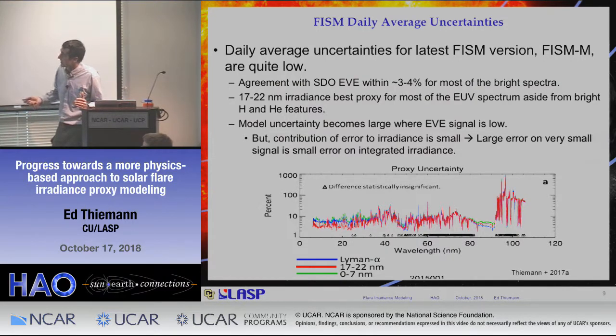There are also regions here where the uncertainty is huge. The reason for this is there's really just very little signal here. If we were to overplot the solar spectrum with the uncertainties, you'll see that the uncertainties increase between the lines. So we're seeing a large error on a very small signal, and in terms of integrated irradiance, it's actually quite minimal.